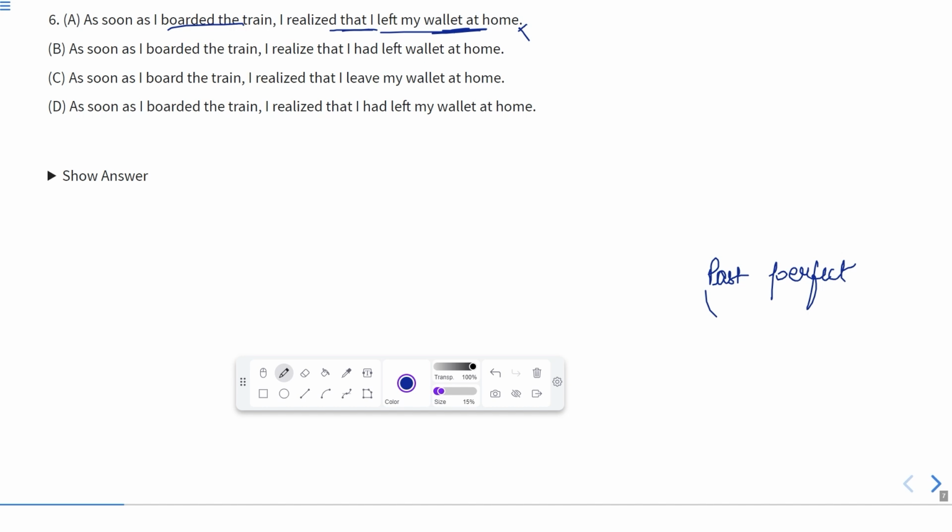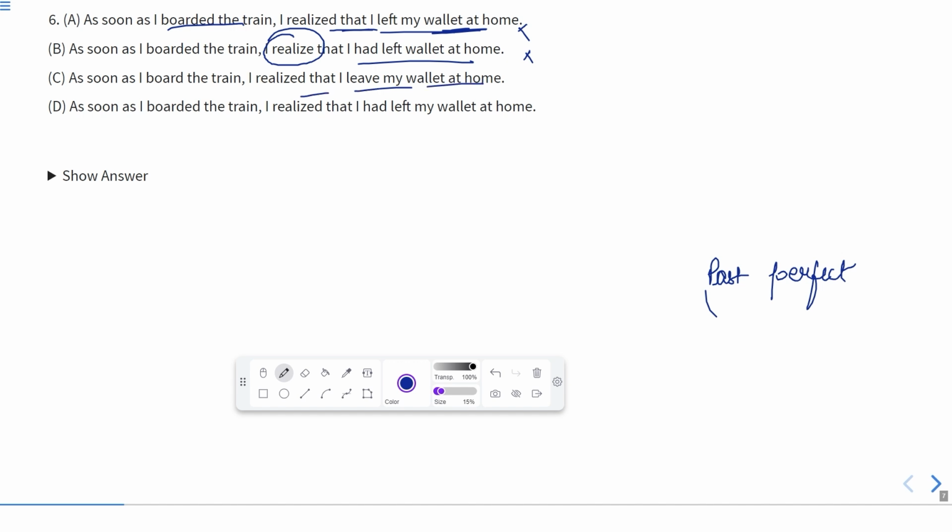Okay, now let us look at the second sentence. As soon as I boarded the train, I realized that I had left my wallet at home. Now everything is correct over here, but this realize is incorrect because we are talking about the past situation. We cannot use realize. It is realized because we are talking about the past. So according to this B sentence is also incorrect. Now let us look at this C sentence. As soon as I board the train, again, I realize that I leave my wallet at home.